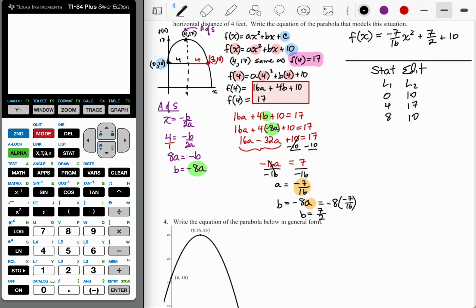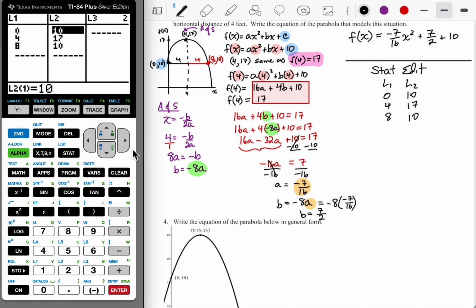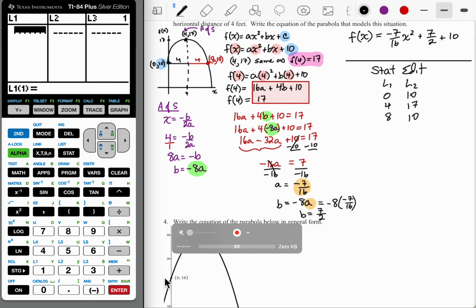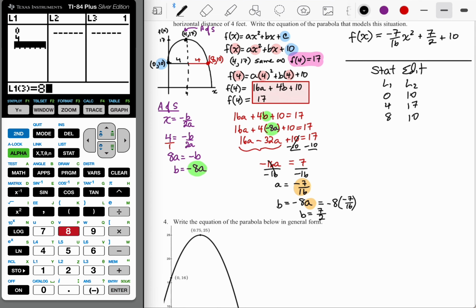I already have the points in there from before, so I'm kind of cheating a little bit. If you have some data in there that you don't want, you always go up to the column heading, hit clear, and enter. Go up to the column heading, hit clear, and enter. So I'll just retype it. It's only 3 coordinates anyway. So 10, 17, 10. So you have your values in.